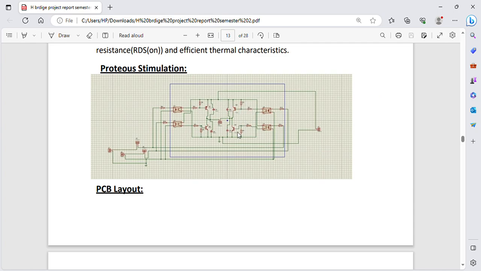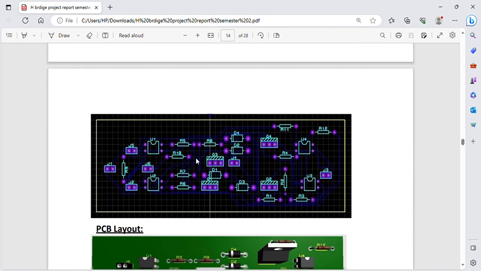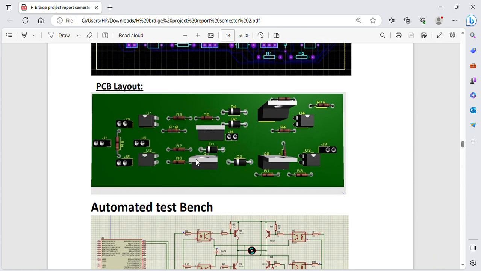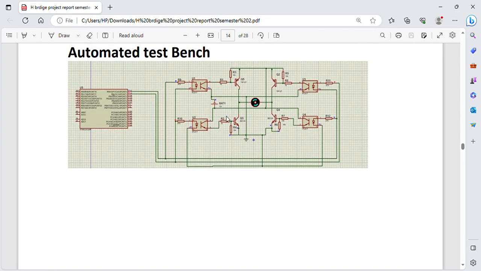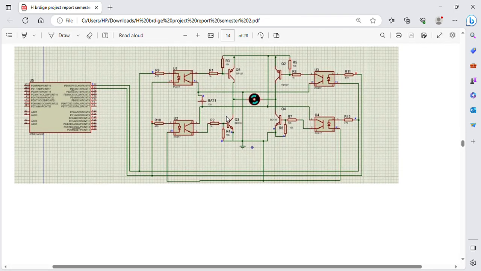The next thing is the PCB layout. Then there is the 3D viewer. So basically this is our automated test bench. In this way you basically know all the functionalities, and so we must check and test the desired product for your information and for your circuit.